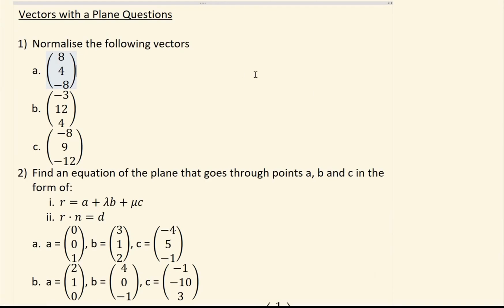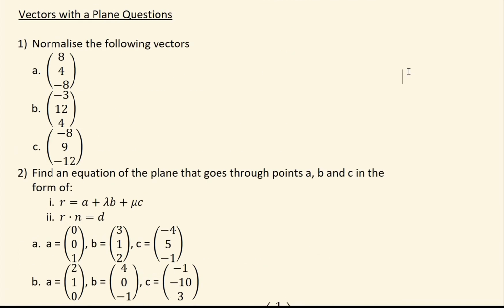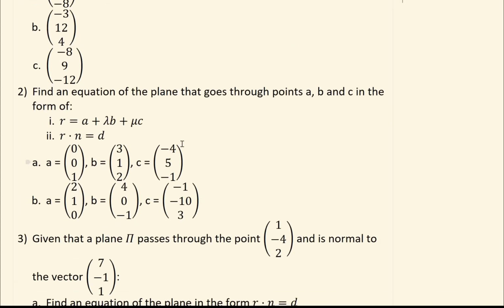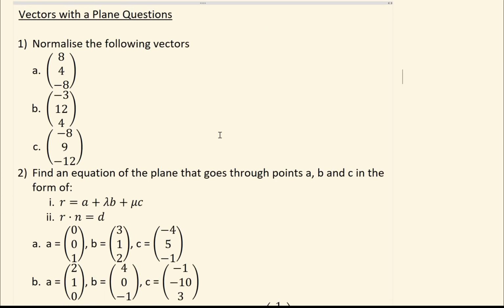And that is it for this part of vectors. I've written some fun questions to try. So it starts with normalizing, then find the equation of a plane going through 2 points in both forms, and then a couple of exam questions that I talked through kind of how to do them just now. Okay, I hope that made sense, and thanks for listening.